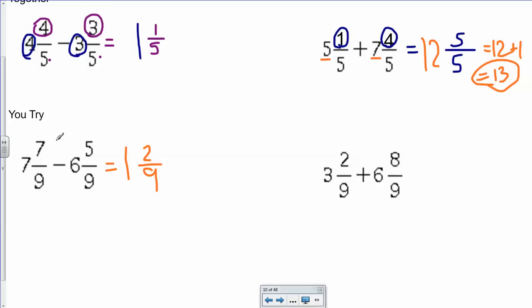All right, our correct answer for the first you try problem is 7 minus 5 is 2. So we have a fraction of 2/9, and my mixed number is going to be 1. So 1 2/9. Here I'm going to have to change, I have an improper fraction, so my improper fraction is going to end up looking like 9 plus 10 over 9 is 1 1/9. So my final answer is going to be 10 1/9.